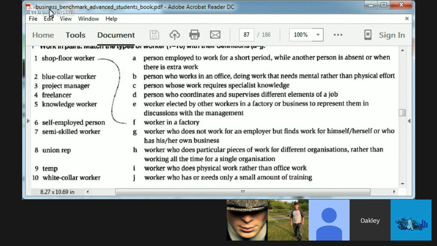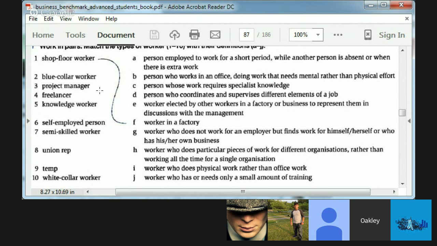All right, number 3. Can you find the definition for project manager? How about D? The person who coordinates and supervises different elements of a job. Yeah, manager, sure, supervising and coordinating, that's what managers do. So there you go. I agree. I think that's the best definition. Very good.